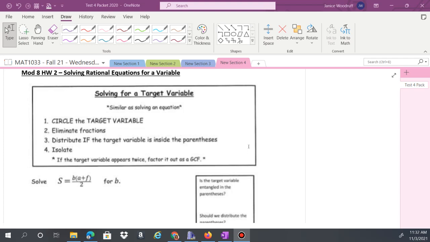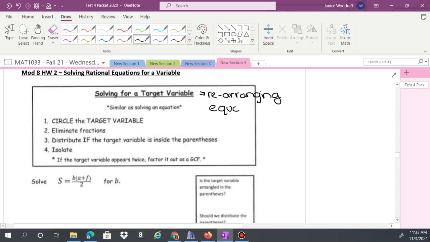Okay, so let's take a look here. When I'm solving for a target variable, really what I'm doing is just rearranging the equation. Okay, so all I'm doing here for solving for a target variable is rearranging the equation. The reason why is because I'm not actually going to get an answer, like a numerical answer. I'm just rearranging it so a different term is isolated than what was isolated before.